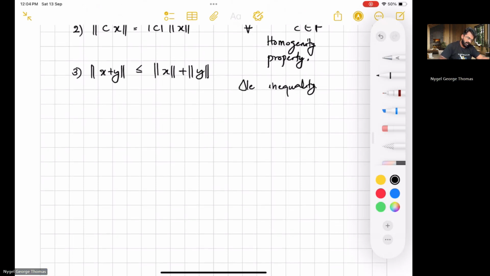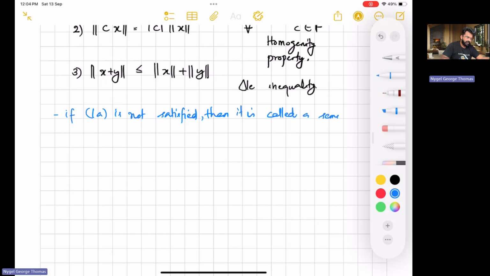Okay. And a few more things which we have to notice. If property 1a is not satisfied, then it is called a semi-norm.